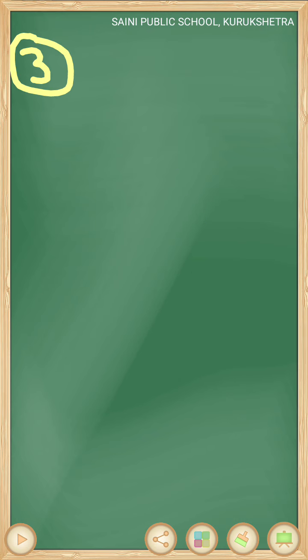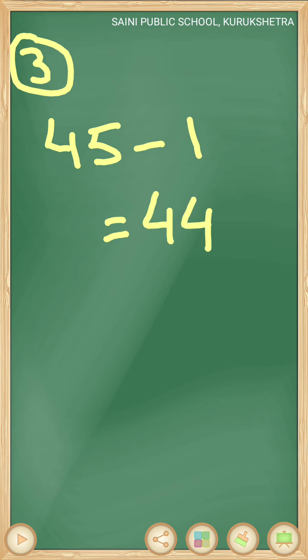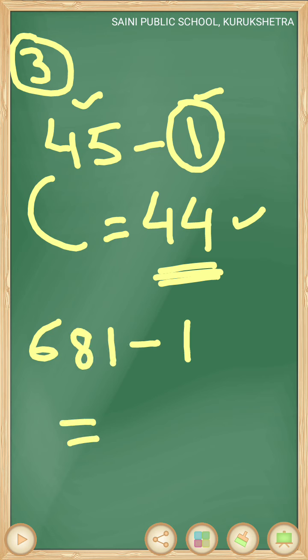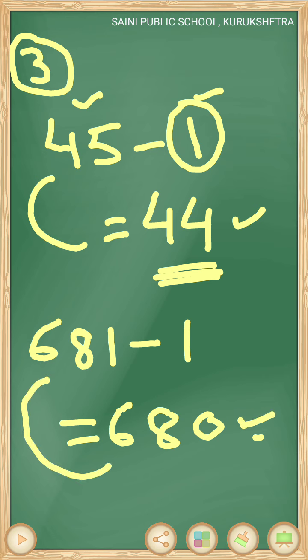Third property says if we subtract 1 from a number, then the result is always the predecessor of the given number. Now in this example 45 minus 1 is equal to 44. Means this property says if 1 is subtrahend, then the result is always the predecessor of minuend. For example, if I am taking 3-digit number 681 minus 1, the answer is 1 minus 1, 0; 8; 6. So we will get here 680. 680 is the predecessor of 681.